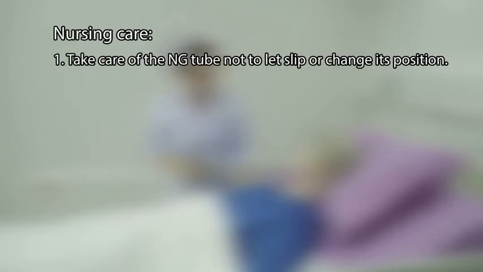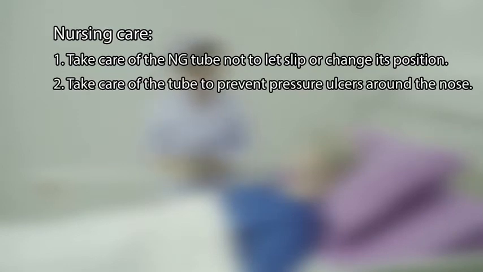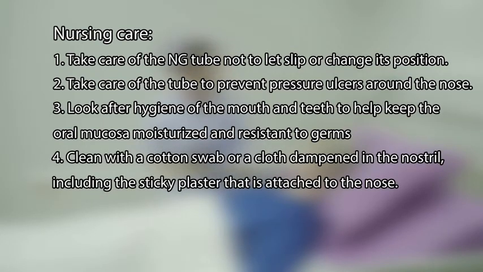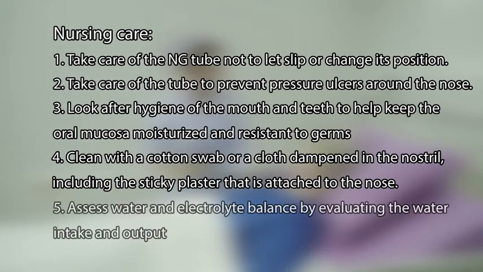Nursing care. 1. Take care of the NG tube so that it does not slip or change its position. 2. Take care of the tube to prevent pressure ulcers around the nose. 3. Look after hygiene of the mouth and teeth to help keep the oral mucosa moisturized and resistant to germs. 4. Clean the nostril with a cotton swab or a dampened cloth, including the sticky plaster that is attached to the nose. And finally, assess water and electrolyte balance by evaluating the water intake and output.